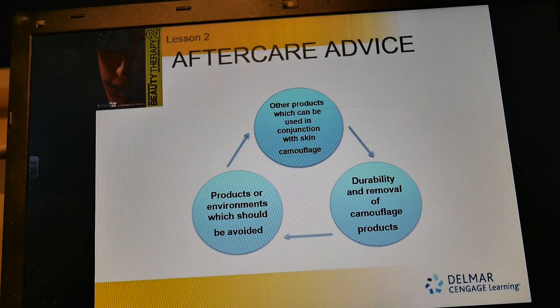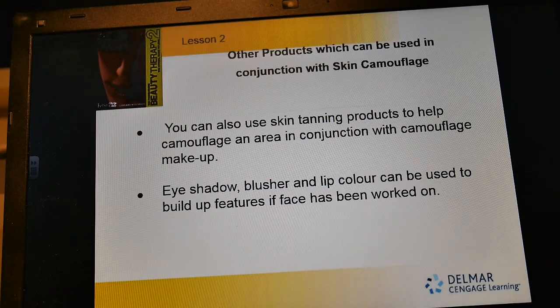But when it comes to actual aftercare advice that you need to provide, okay, one of the things is talking about other products which can be used in conjunction with skin camouflage, okay? The next thing would be durability and removal of the camouflage products, so talking about that. And then most importantly, products or environments which should be avoided. Okay. So other products that can be used in conjunction with skin camouflage.